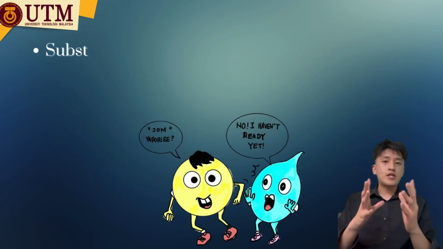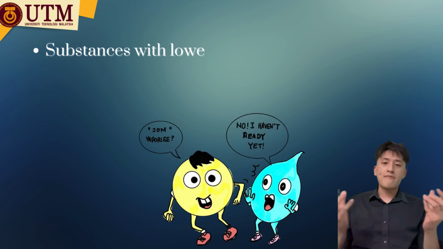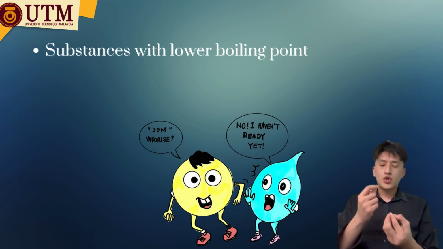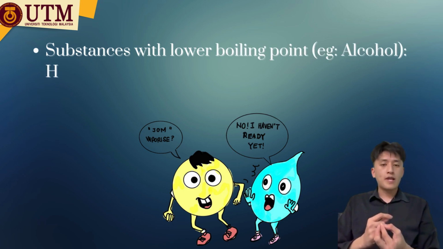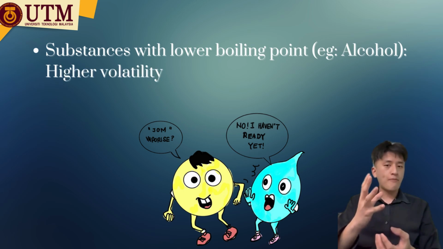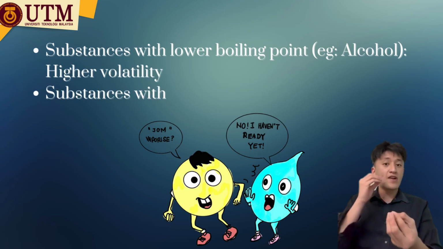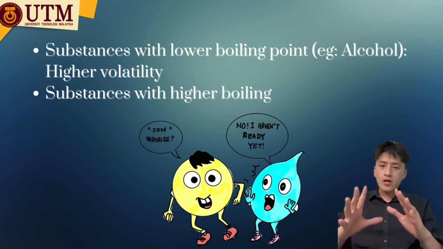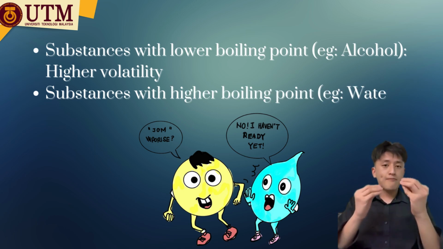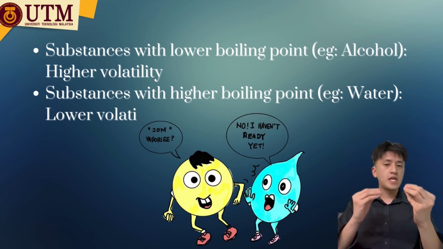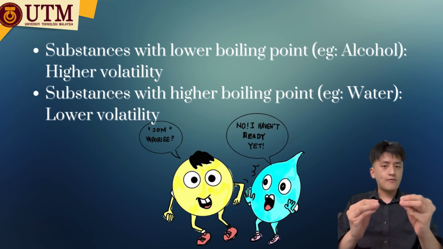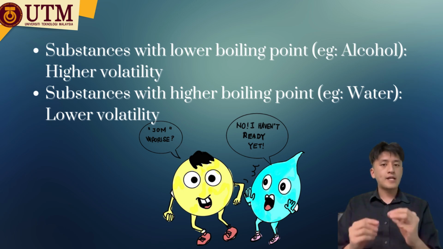volatility. Ladies and gentlemen, now I bet you are already equipped with the knowledge of volatility. A substance with a lower boiling point, such as alcohol, tends to vaporize first, which means it has a high volatility. In contrast, water has a high boiling point of 100 degrees Celsius and tends to vaporize later, which means it has lower volatility.